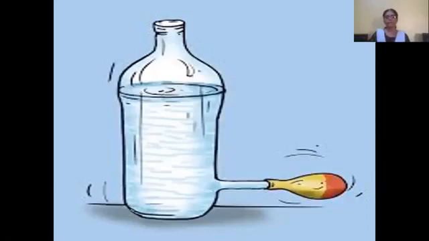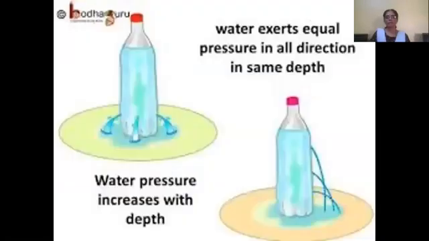So from this we can see why the balloon bulges out: because liquid exerts pressure on the surface of the wall. So from this we understood that liquid exerts pressure on the walls. Now water, a liquid, also exerts equal pressure in all directions at the same depth. To prove this, we'll do this activity.